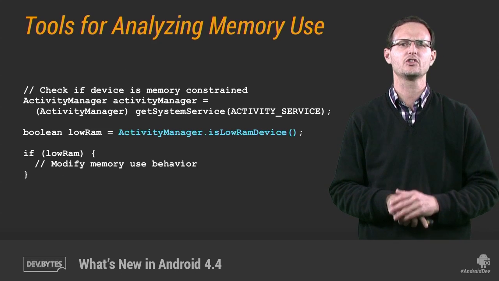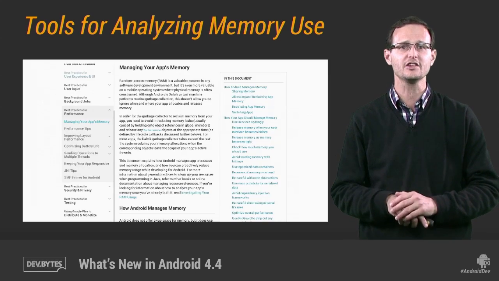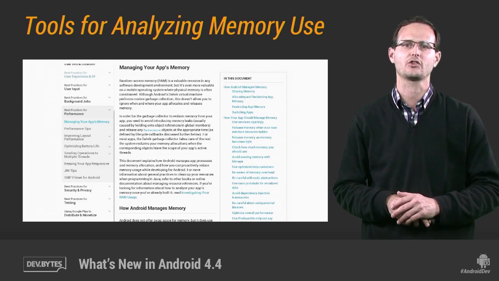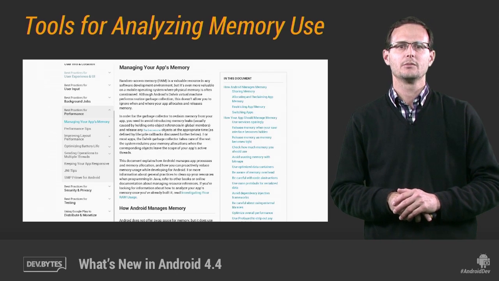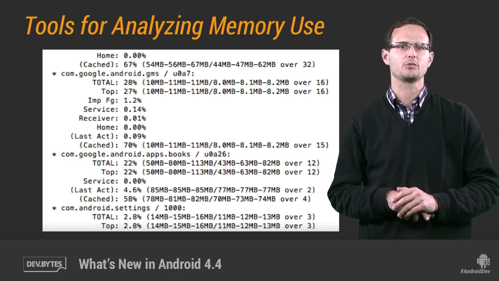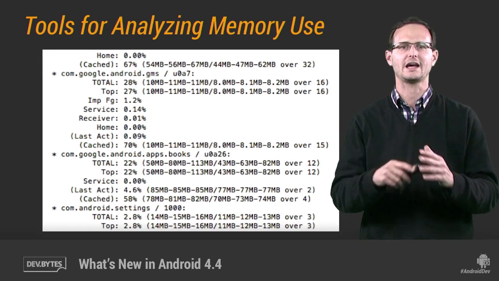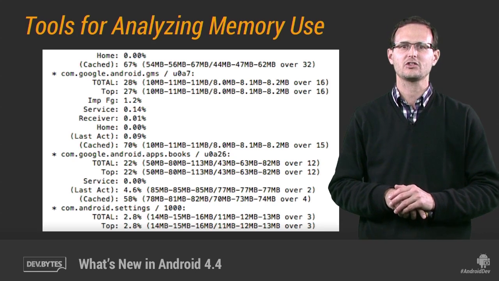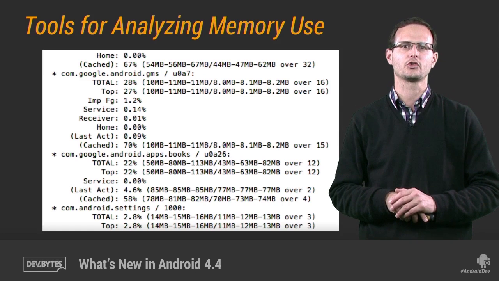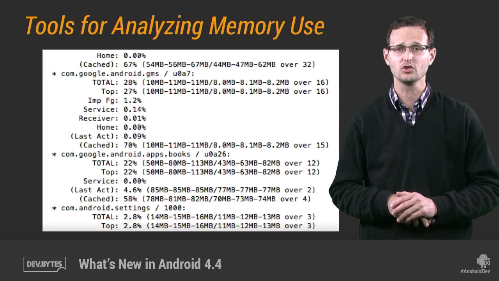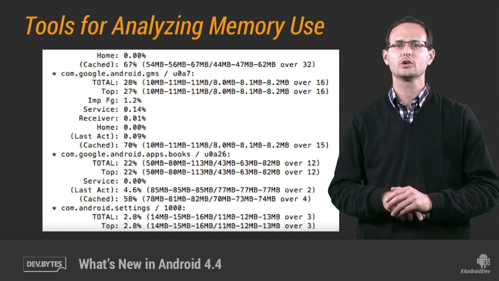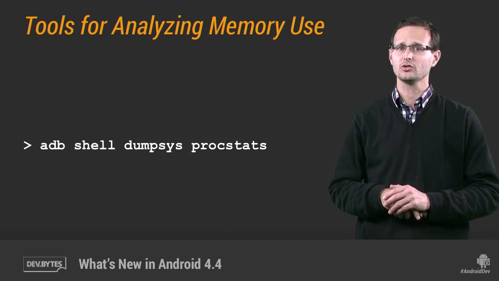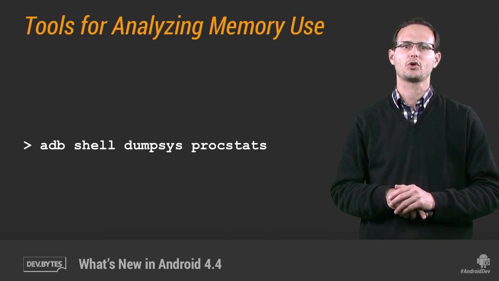Of course, disabling features is always a last resort, so check out this guide for tips on how you can optimize your app's memory usage without having to sacrifice functionality. But before you can start improving your app's memory efficiency, you need to first understand how you're using memory in the first place. The new procstats tool helps you analyze memory resources, providing data about apps' execution durations and memory use. You can access procstats from the adb tool by calling adb shell dumpsys procstats.